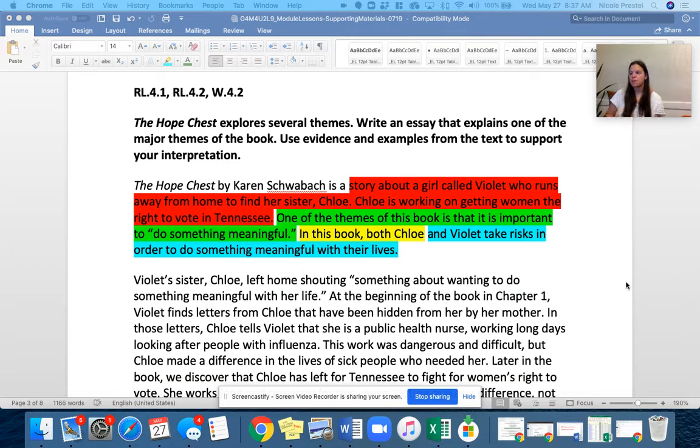Good morning, everyone. My dog is eating his breakfast in the background, but he's almost done. He's being a little loud.